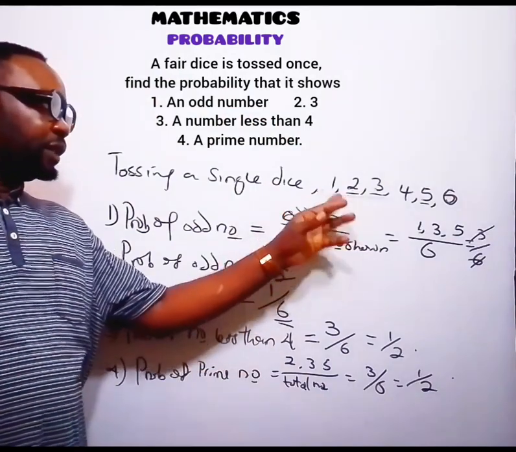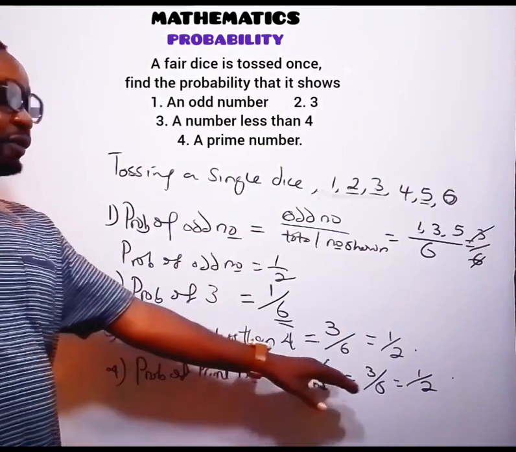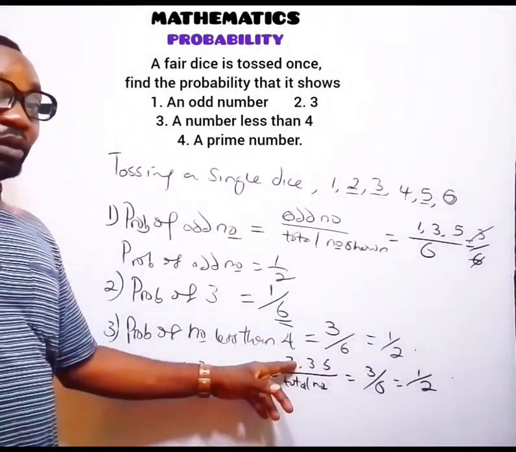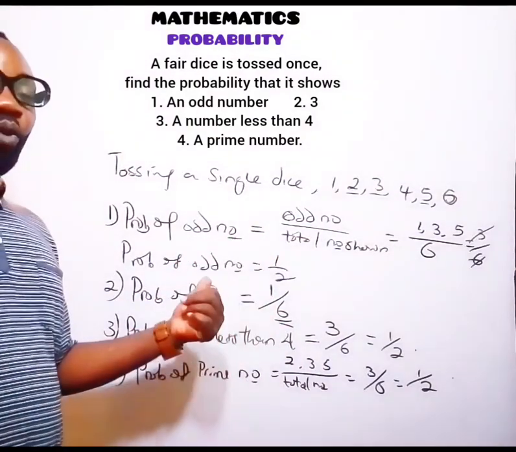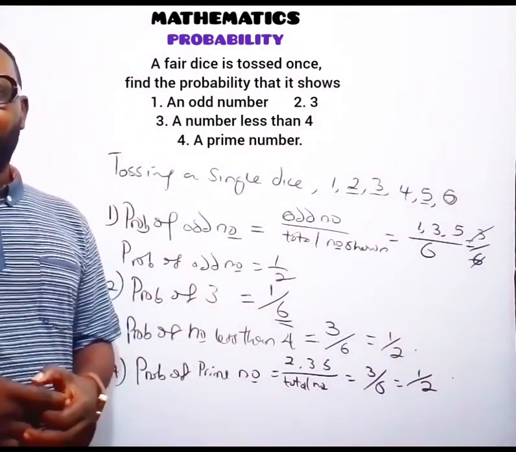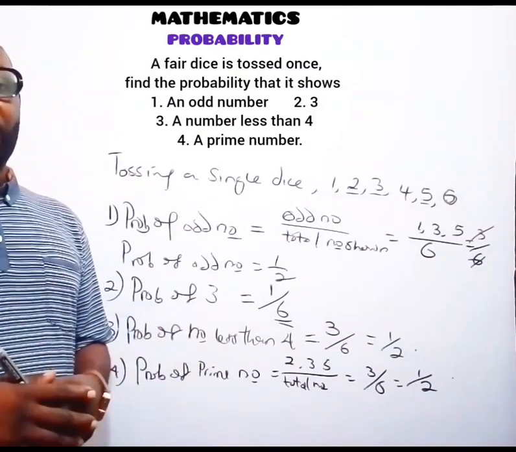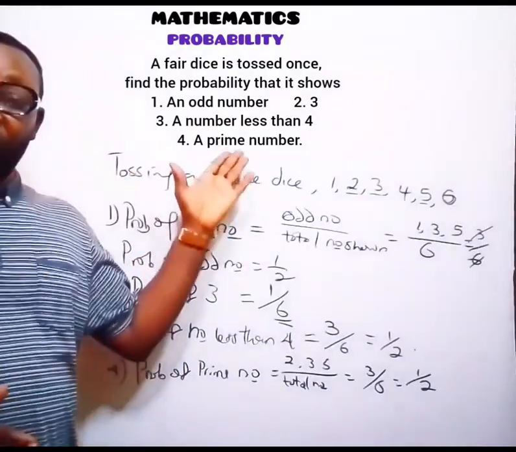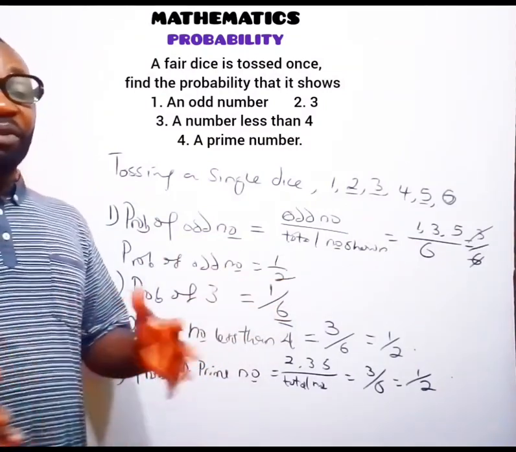You can see the difference between the odd number and the prime number. Prime numbers are 2, 3, 5. Prime number begins with 2, while odd number starts with 1. Go and check the meaning very well, so that you will have confidence when you are trying to solve questions on probability and any other form of question in mathematics.